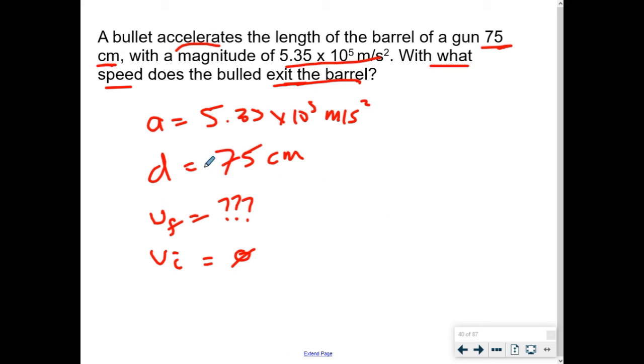One more thing I want to point out is that the 75 centimeters is not the right unit. We normally like to work in meters. So you should really make this 0.75. Divide by 100. That's the right thing.